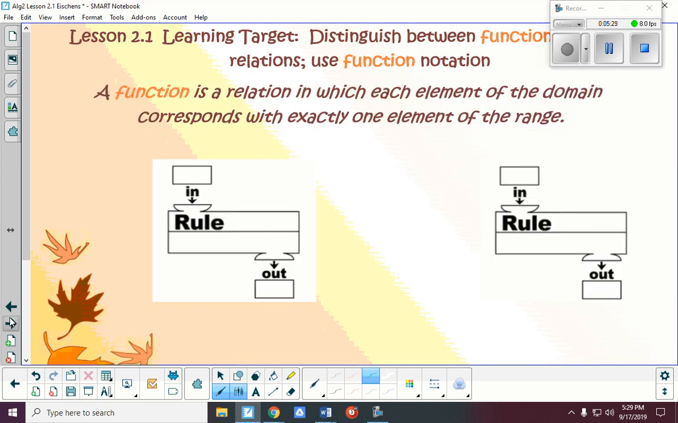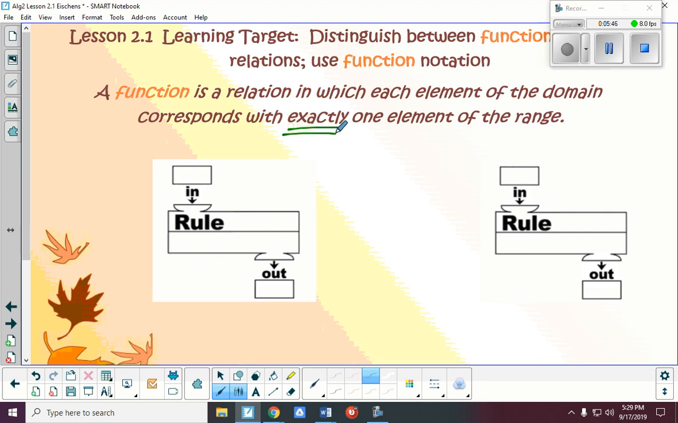So next we're going to talk about functions. A function is a special type of relation in which each element of the domain corresponds with exactly one element of the range. Every input has exactly one output in order to be a function.